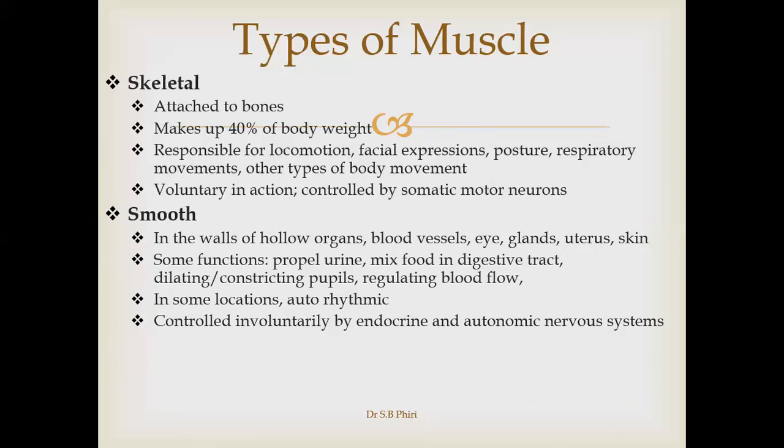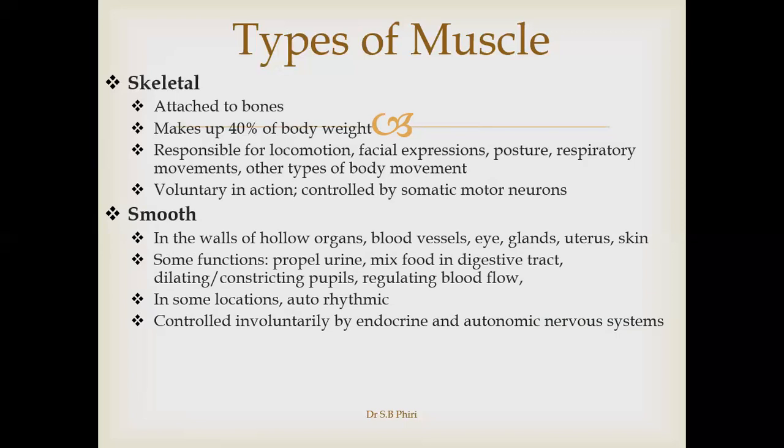So some functions of smooth muscle cells: they are there to propel urine. In the urinary system, you have smooth muscle cells in the ureters and urethra. When those smooth muscle cells contract, they help to propel the urine, and sometimes to mix food in the digestive tract. In the gastrointestinal tract, the gut or intestines, there is contraction of smooth muscle cells that brings about peristaltic contractions and mixing contractions in the GIT. So that is the function of smooth muscle cells.